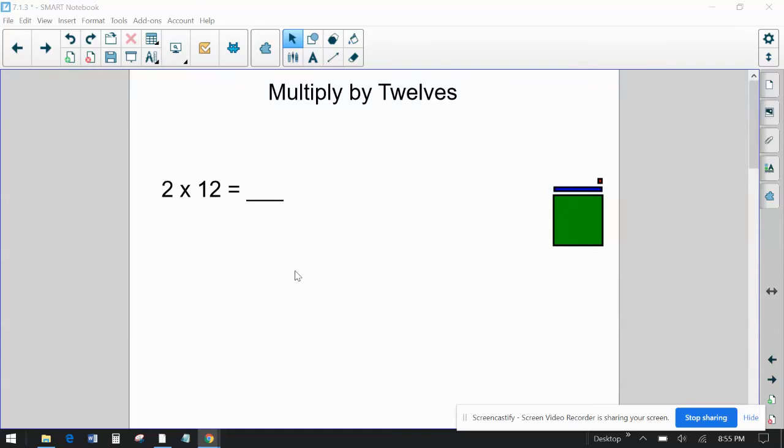Hey, boys and girls. So today we're going to continue our unit on multiplication. Last time we looked at multiplying by 11s. So we're getting into the double digit numbers. And today we're going to take a look at multiplying by 12s.